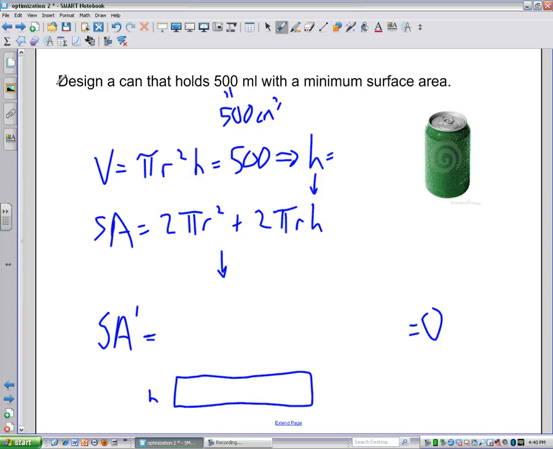Okay. So maxes and mins occur at critical numbers. Critical numbers happen when the derivative equals 0. So we need to be able to find those as we go through our world.